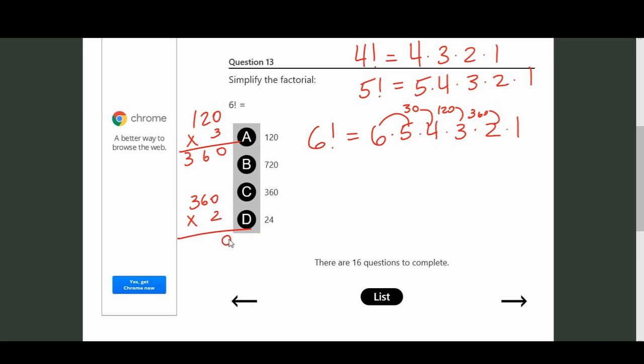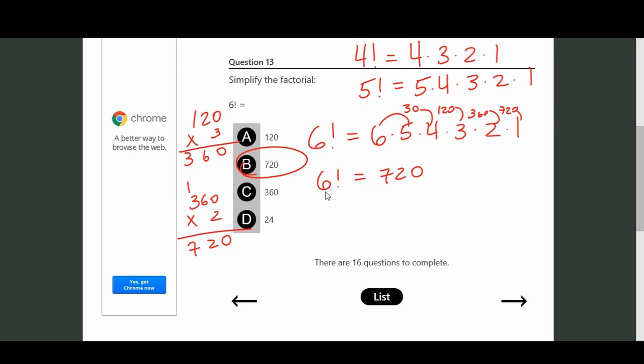2 times 0 is 0. 2 times 6 is 12. Carry the 1. 3 times 2 is 6 plus 1 is 7. So this gets us 720. 720 times 1 is just itself. So 6 factorial is just 720.